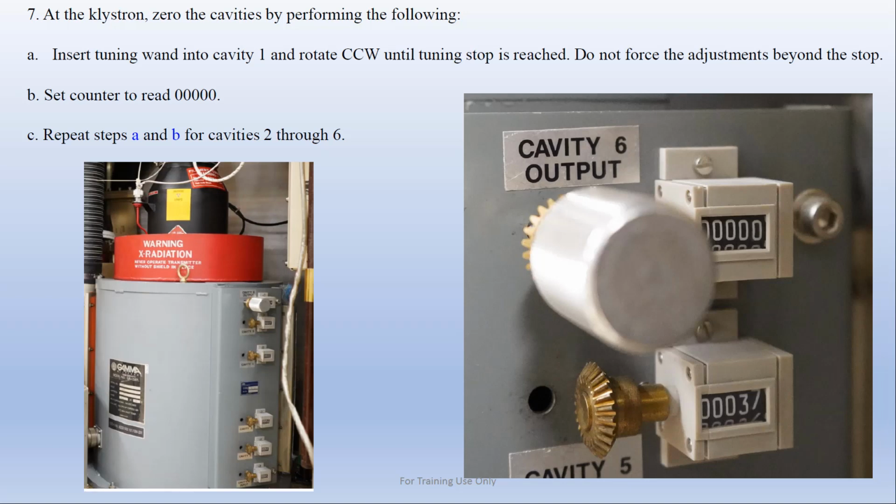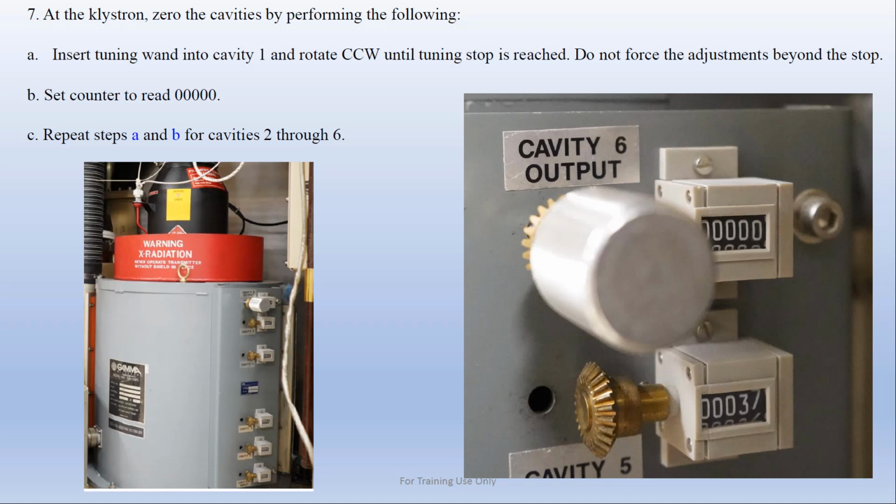Now we're going to need to zero our cavities. We need to be consistent. We're going to take our wand, insert it into the cavity hole, and feel for the slot. It's like a flat tip screwdriver and a slotted screw. Once you find that insert, you're going to rotate fully counterclockwise until the tuning wand stops. Do not force it, you're just going until it gently stops.